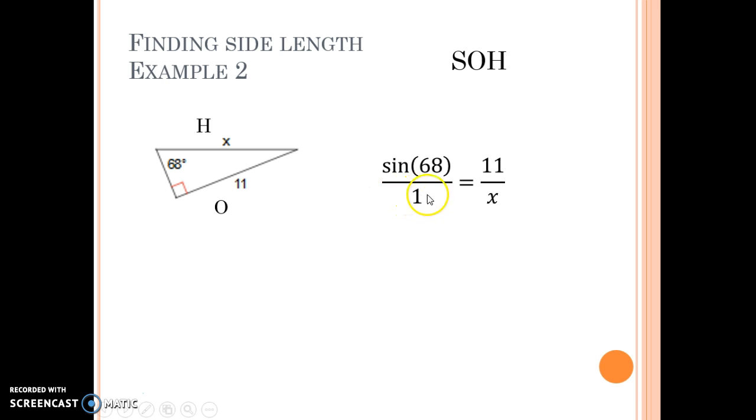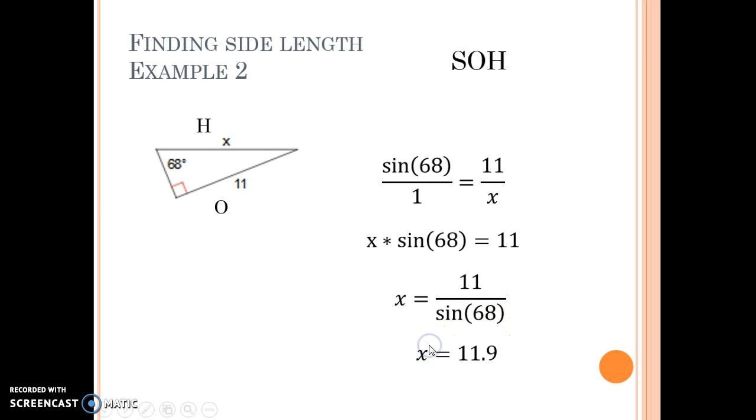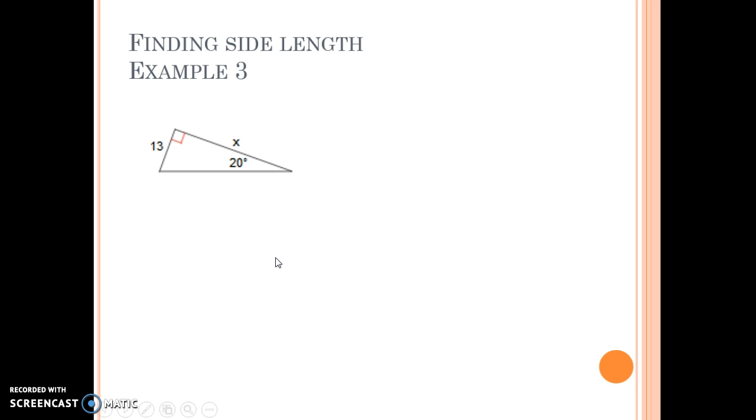We always put this side over 1 so I can cross multiply, and I get x times sine of 68 is equal to 11. Now I want to divide both sides by the sine of 68, and that's what gets rid of that. And so I get 11 divided by the sine of 68. And I put that in my calculator, and I get 11.9. So this side is 11.9.